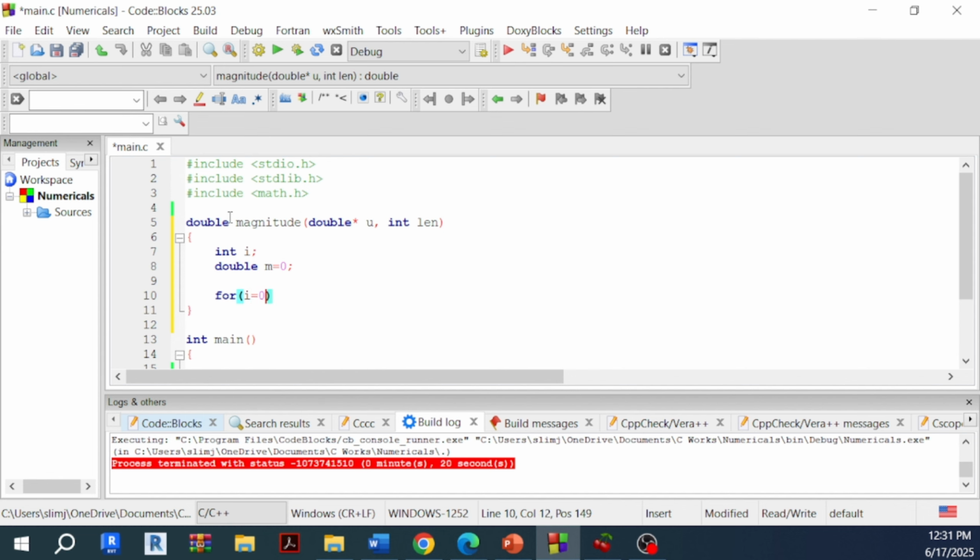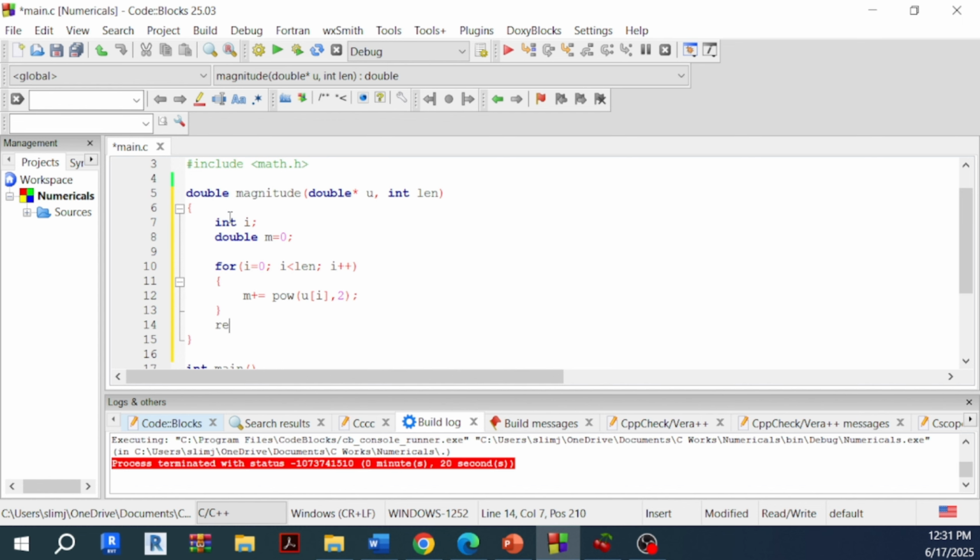For i equals 0, i less than len, i plus plus, m plus equal power of u[i], 2, which is x and y and z raised to the power of 2 and added together. Finally return the square root of m.